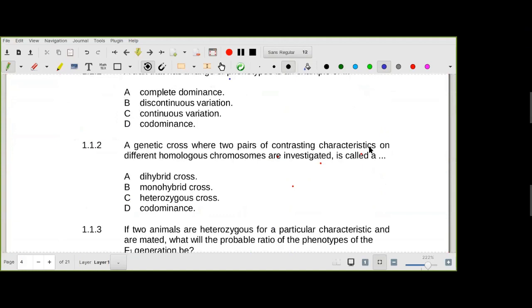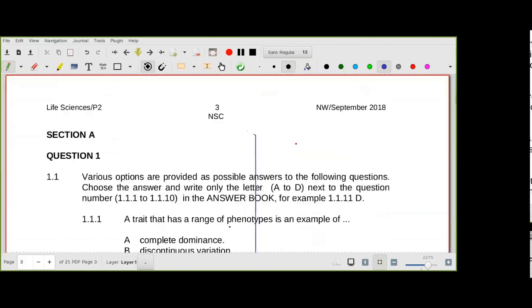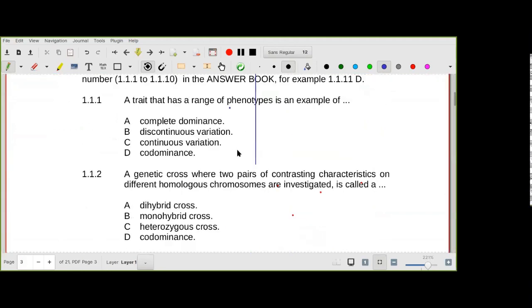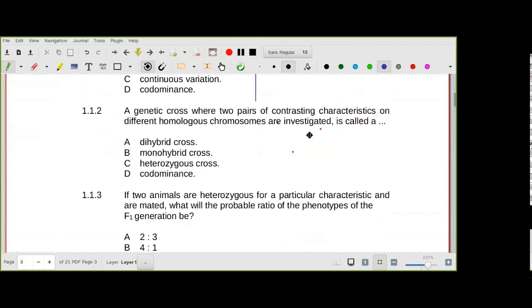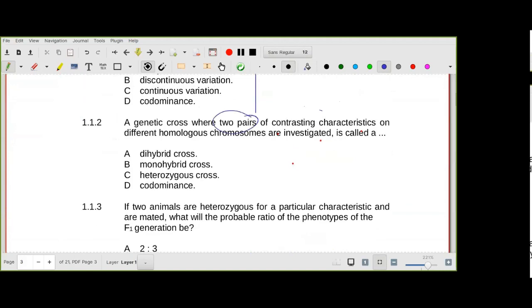Let's go through the question again before we answer it. A genetic cross where two pairs of contrasting characteristics on different homologous chromosomes are investigated. And so I'm looking at two different characteristics. We could be looking at something like, for example, earlobes attached and detached, and we could be looking at eye color.